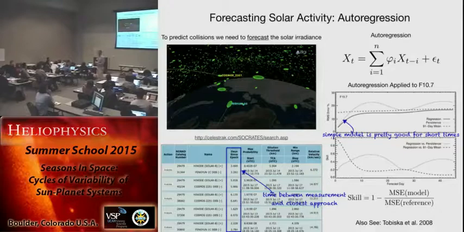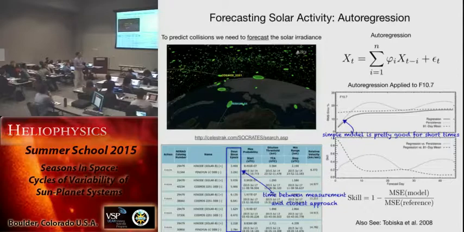But here we have days since epoch. This is the time between the last measurement and the closest approach. So these are 3 and 4 and 5 and 6 and 7 days. So it's going to be like 7 days between your last measurement and when the conjunction might actually occur. So you need to know the solar irradiance not only today, you need to know it over the next 6 or 7 days. So we have a forecasting problem, right?